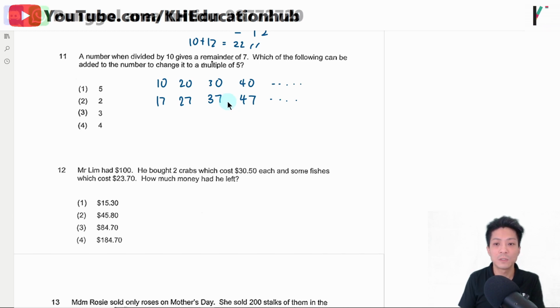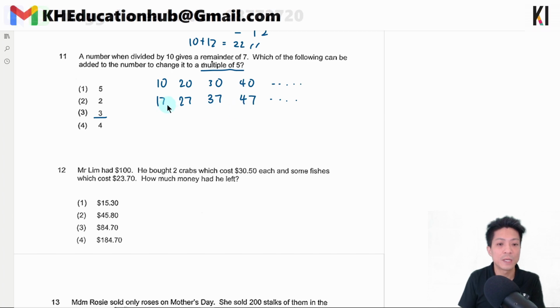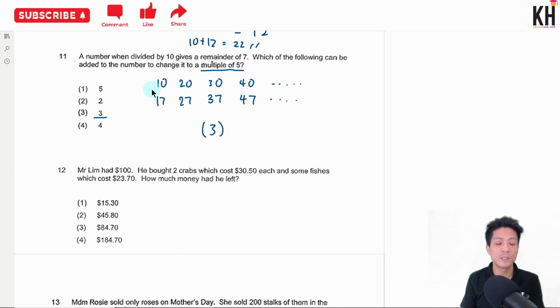Which of the following can be added to the number to change it to a multiple of 5? There's only 3. When added to them, that will give you a multiple of 5, because if you add any other numbers, you will not end up with a 0 or a 5 in the last digit. So the answer is number 3. For this question, the first thing you need to figure out is the number is a multiple of 10 plus 7.